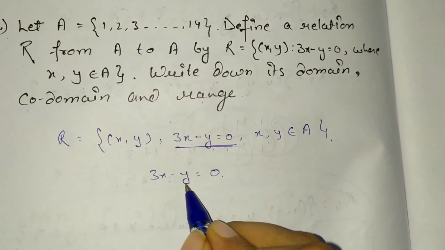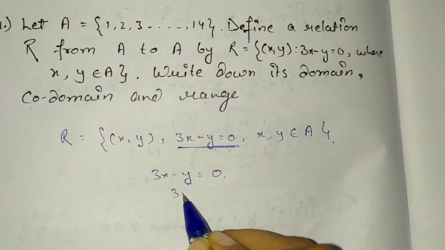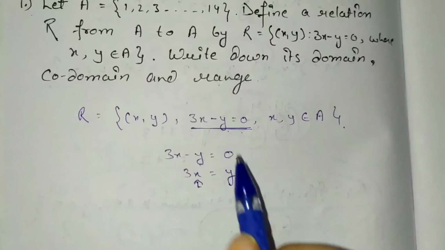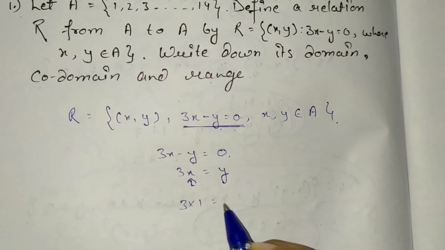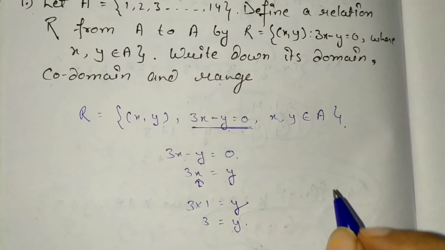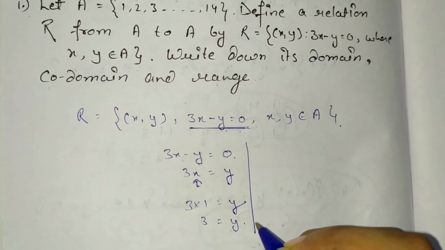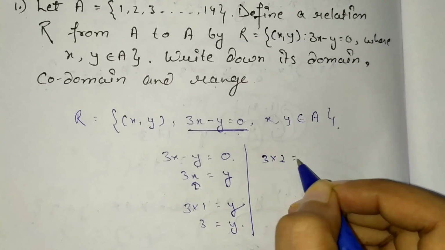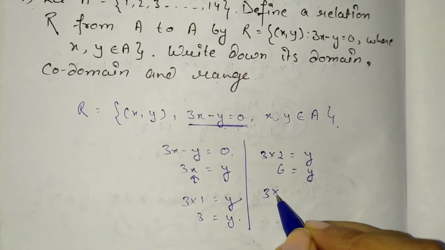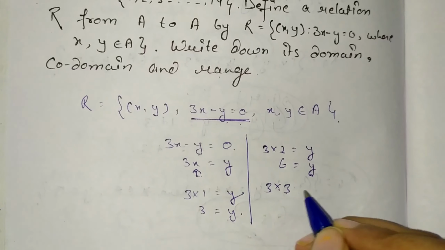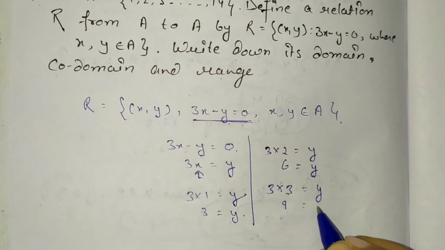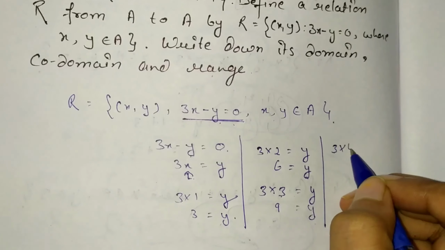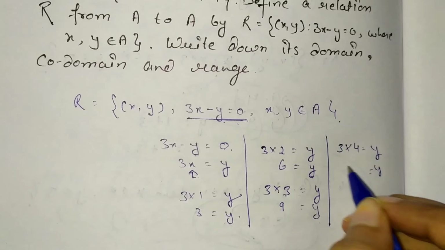equation, after transposing y to the right hand side, we will get 3x is equal to y. By taking the value of x as 1, we will get 3 into 1 equal to y, that is y is equal to 3. Similarly, after taking the value of x equal to 2, we will get 3 into 2 equal to y, that is 6. After taking 3 in place of x, we will get y equal to 9. Now, after taking x equal to 4, we will get y equal to 12.